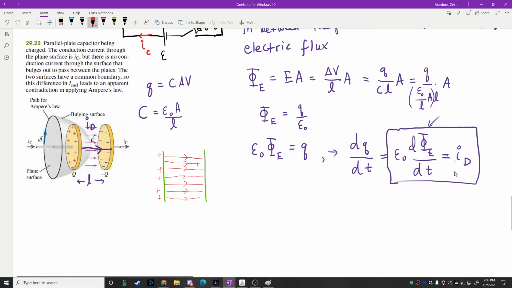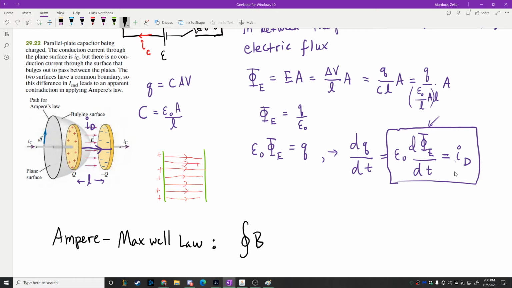So this is what Maxwell said. You have to alter Ampere's law, and so this is now referred to as the Ampere-Maxwell law, because Maxwell made one change to it. The Ampere-Maxwell law says that if I do the integral of B dot dl, I'm free to choose any surface I want. Sorry, I always use dS. I'm just used to doing that.